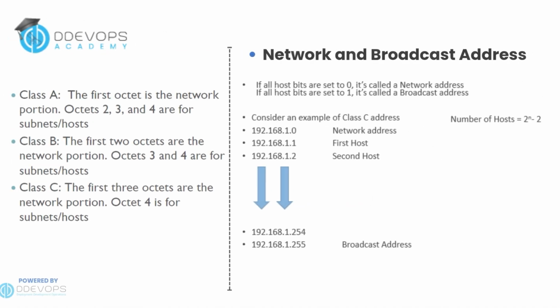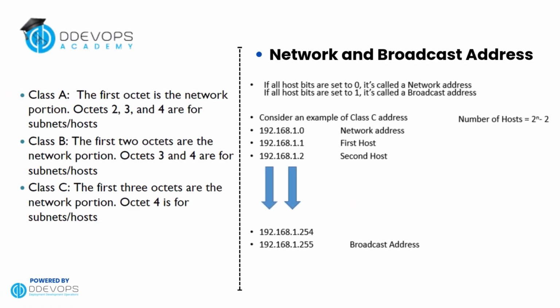In IP addressing, the network address is identified when all host bits are set to 0, and the broadcast address when all host bits are set to 1. For example, in a Class C network like 192.168.1.0, the network address is 192.168.1.0, the first host is 192.168.1.1, and the broadcast address is 192.168.1.255. This helps define how data is routed within the network.